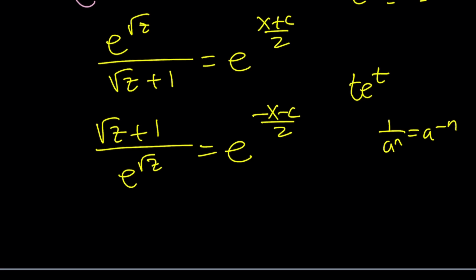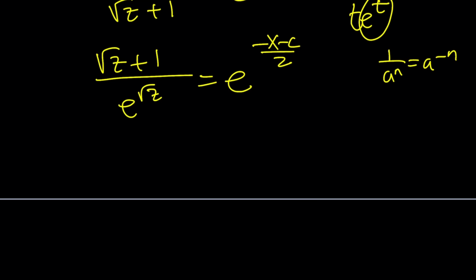Now, why did I do this? Because if I keep the root z plus 1 at the bottom, I can't turn it into t. But if I put the e to the something at the bottom, I can always change the exponent and make it e to the t. Make sense? Okay, that's a critical issue. And now we're going to need square root of z plus 1 though. So let's go ahead and do this.